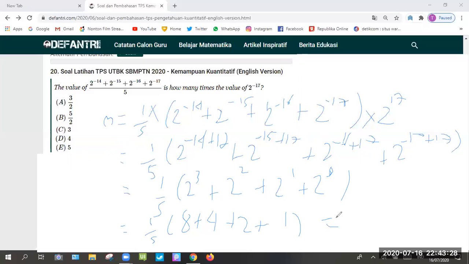Okay, so 1 per 5 multiplied by 8 plus 4 plus 2 plus 1, it is 15. So 1 per 5 multiplied by 15 comes out with 3. So the answer is 3.